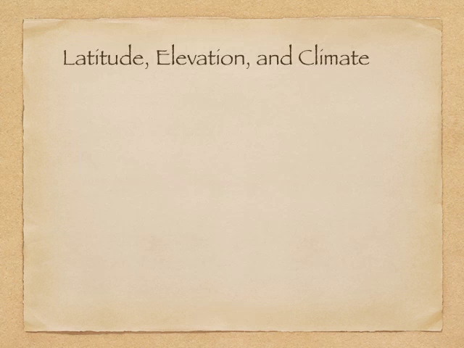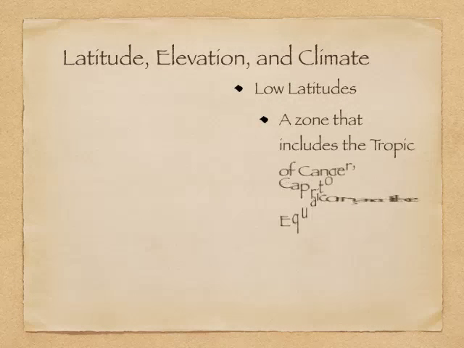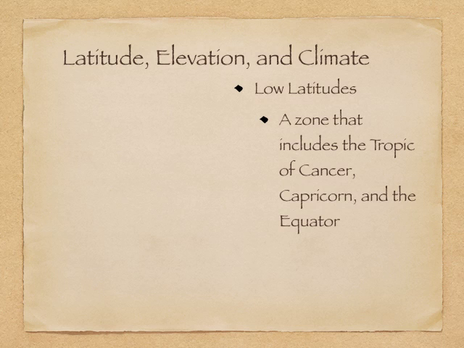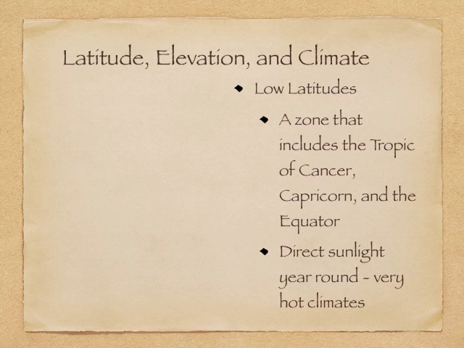Latitude, elevation, and climate. So low latitudes, a zone that includes the Tropic of Cancer and Capricorn and the equator. This gets direct sunlight year-round. These are very hot climates.